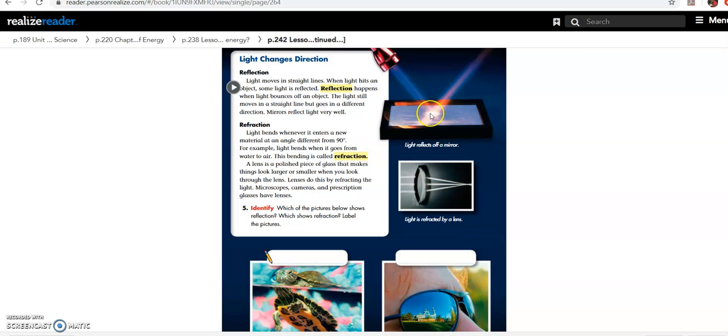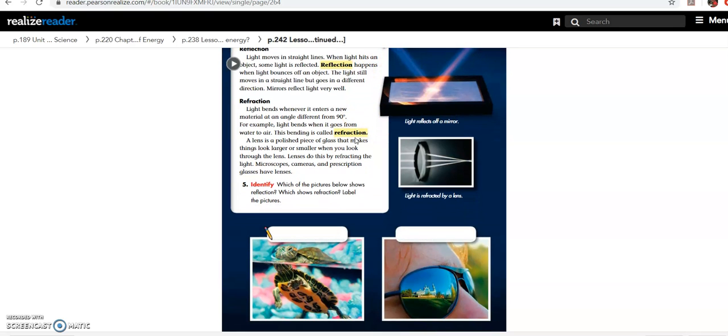So light is moving in a straight line, but then goes off in a different direction. And it's still straight. It's not wonky. It has an angle of reflection that it goes with. As you can see, the same angle it came towards is the same angle it reflected off of. And so reflection is light bouncing off of an object. A big example of that is a mirror.